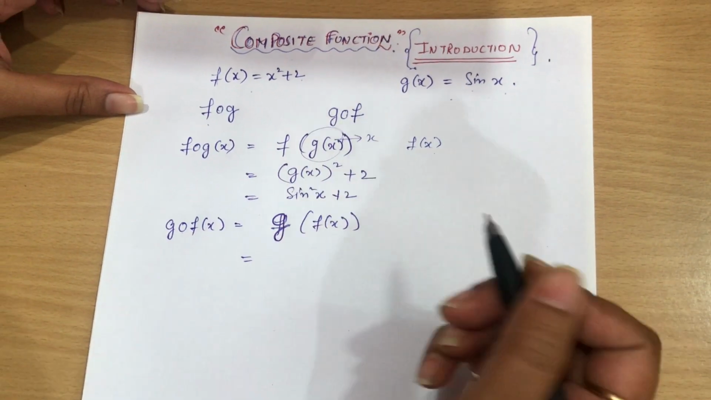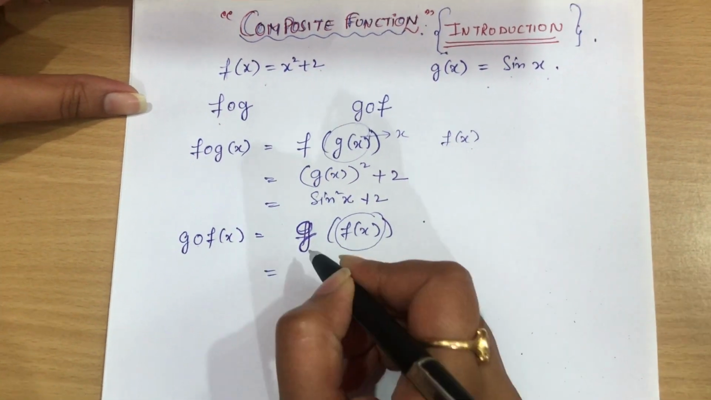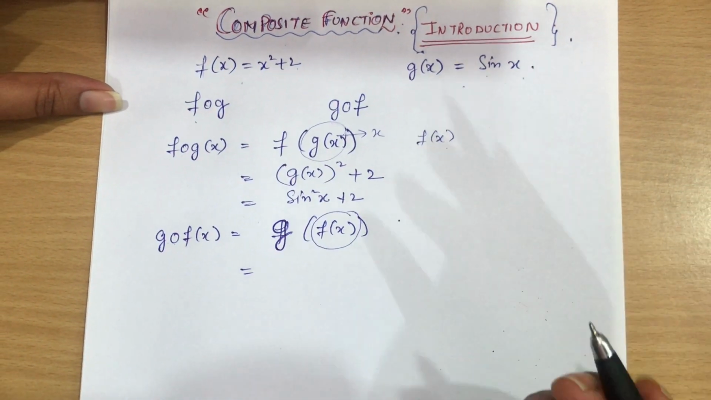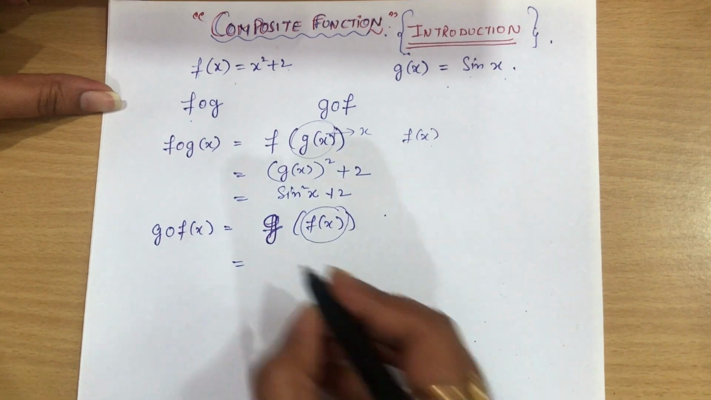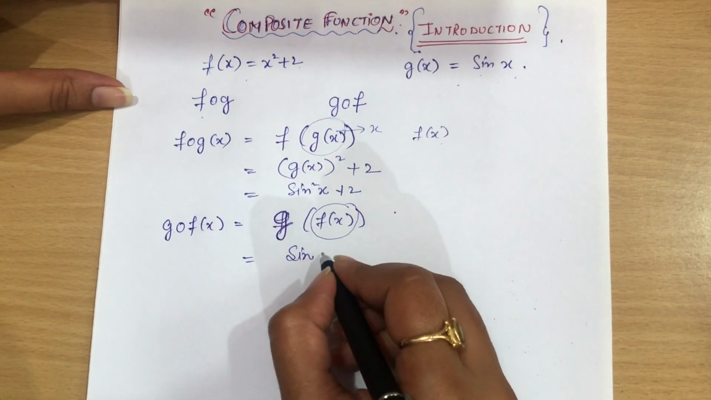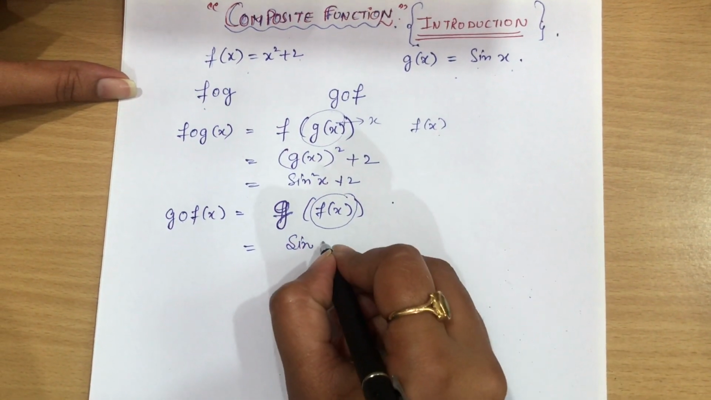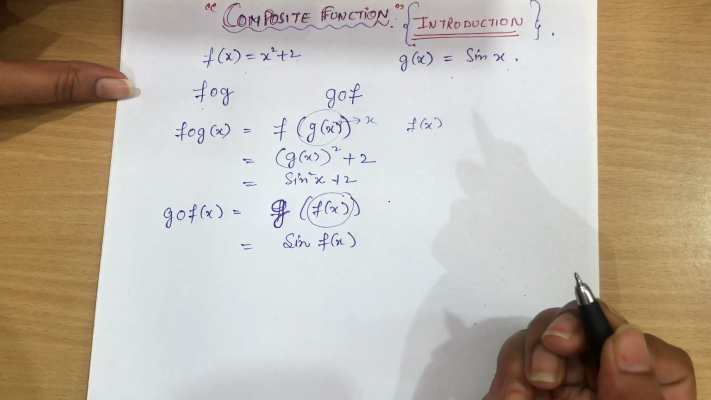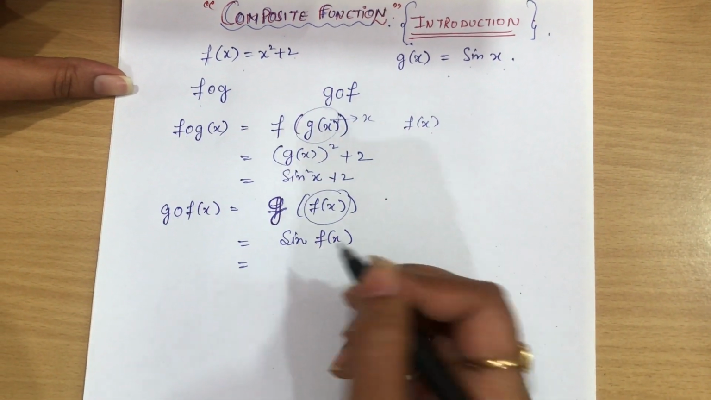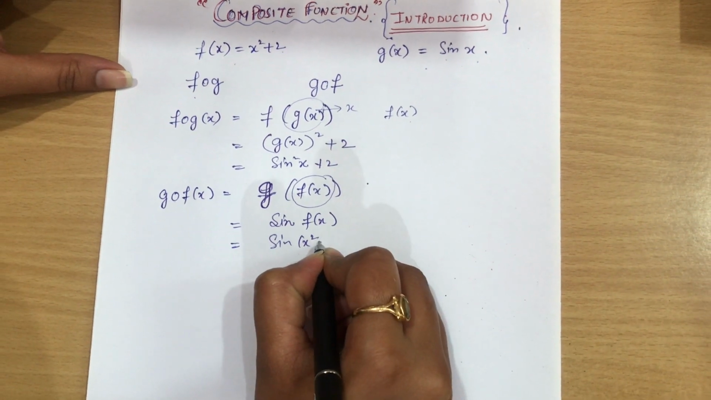This time you have to consider this f of x as x. So your function becomes g of x, and g of x is given by sine of x. So this will be your composition function, sine of f of x. So what is f of x? f of x is x square plus 2, so it is sine of x square plus 2.